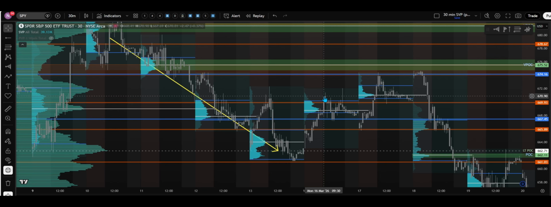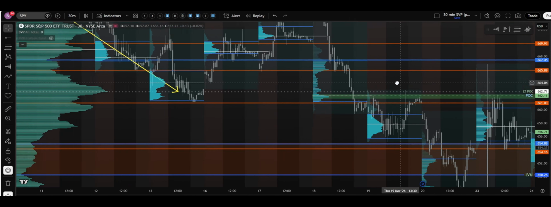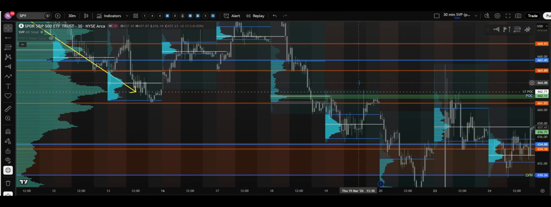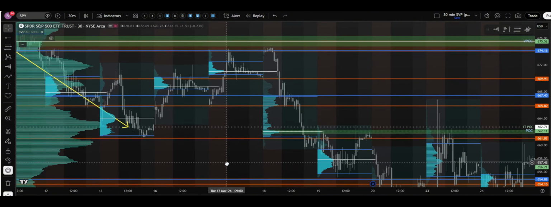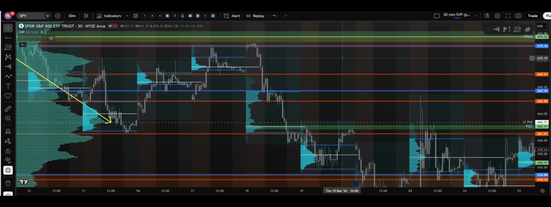Where am I looking for? Well, I'm looking for that next rejection of the low volume node gap here. It makes it there, rejects it in pre-market, and we get our next run down through that. So use the long-term points of control as well as the low volume node gaps to gauge entries for a bear market. And it's the same thing for a bull market, just the other way.